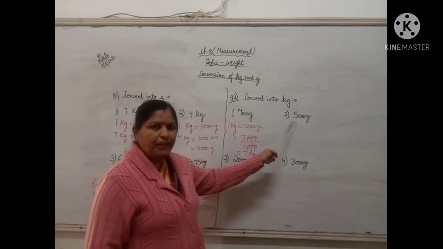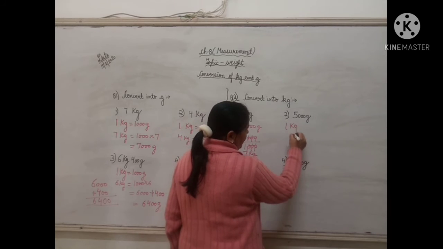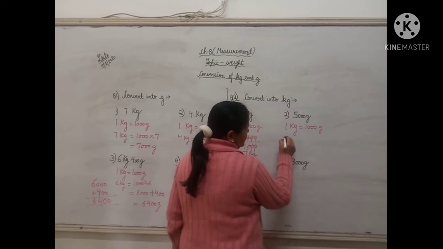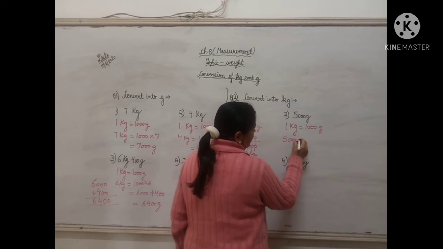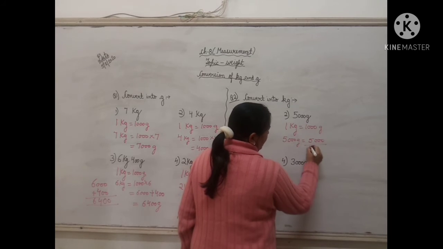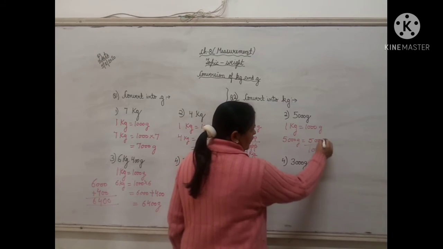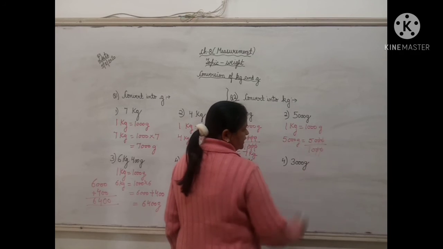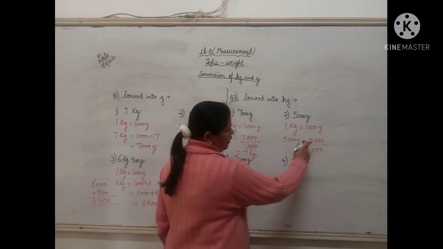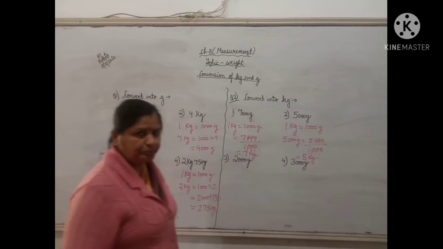Now the next sum, that is 5000 gram. Again we will write the formula that 1 kg is equal to 1000 gram. How much gram is it? 5000 gram equals 5000 upon 1000. Again we will cut 0 by 0, this 0 by this 0 and this 0 by this 0. What answer remains? 5. So the answer will be 5 kg.